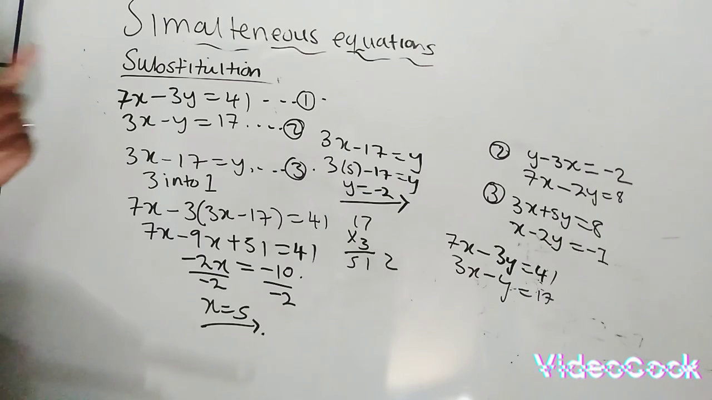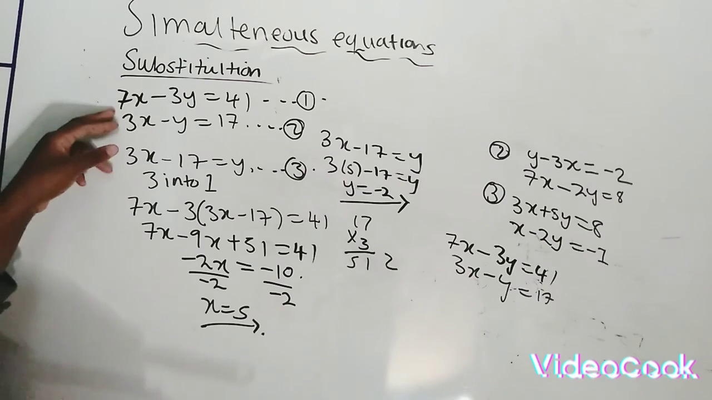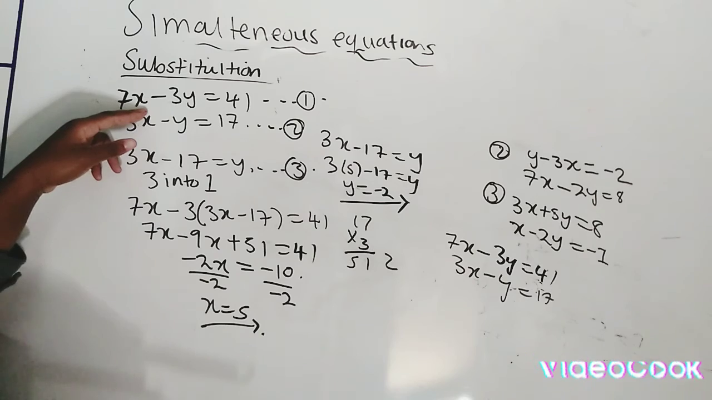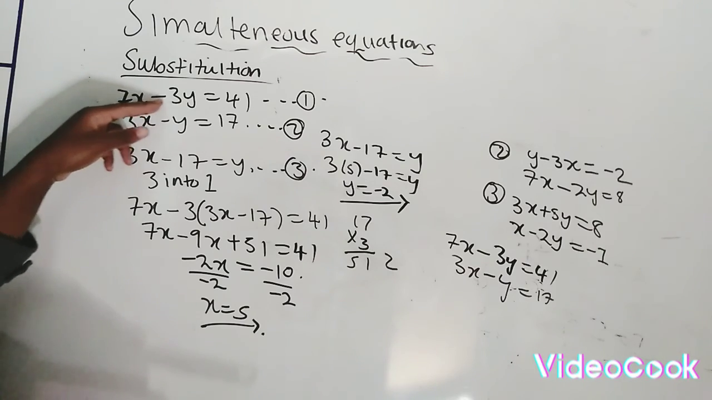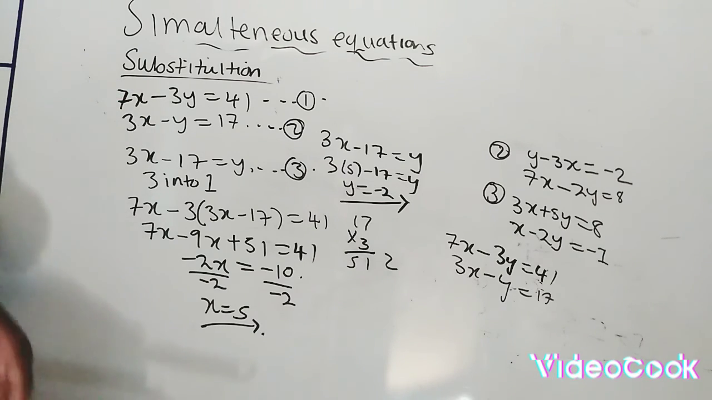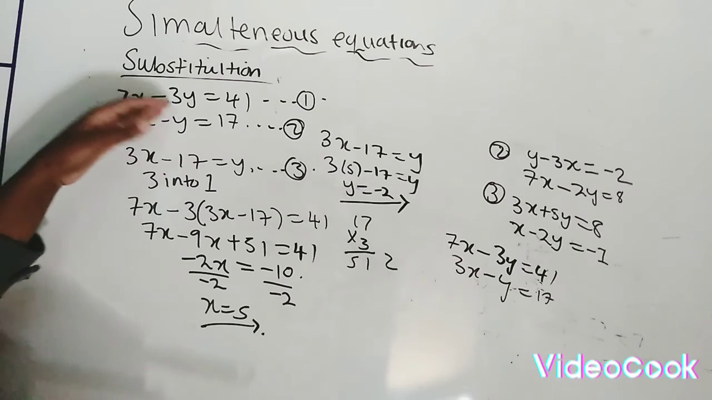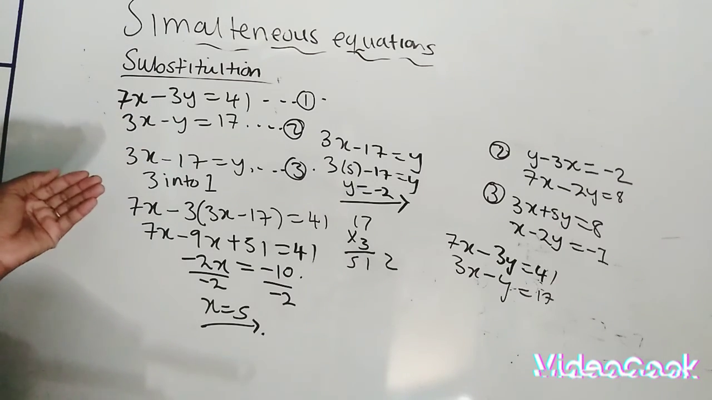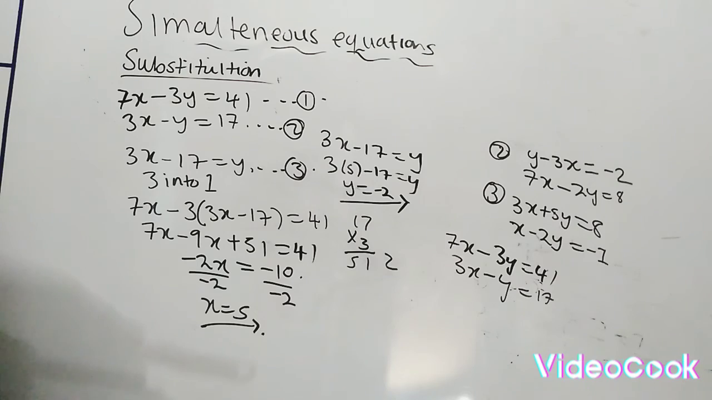We are correct. But then let's see with the first equation. 7 times 5, it's a 35, right? Minus 3 times a negative 2 will give us a positive 6. So what's 35 plus 6? It will give us a 41. So then it means we are correct, right?